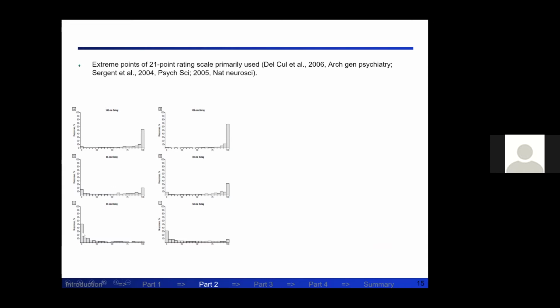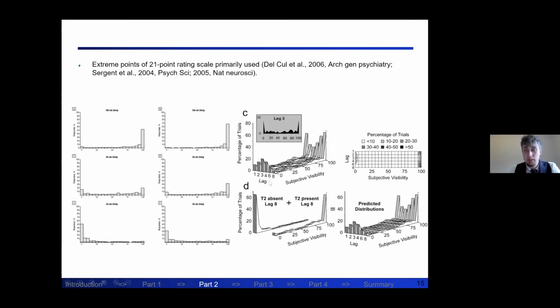And if you look at this 2004 paper by Claire Zhang, you see something similar for the attentional blink. You have the target appearing at different lags, and what you see is that people use mostly 0 subjective visibility and 100. And this has been presented as an argument that awareness is all or none.